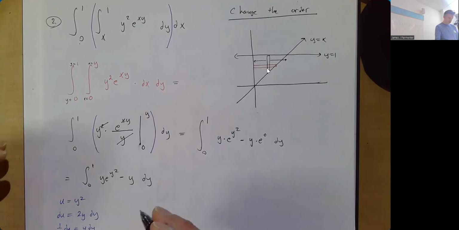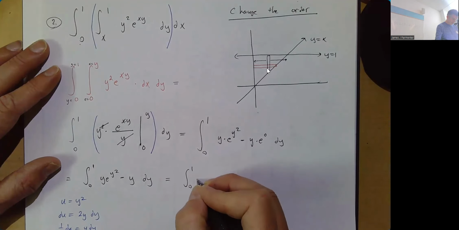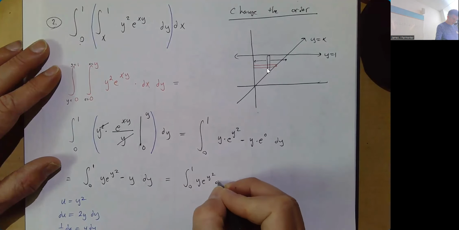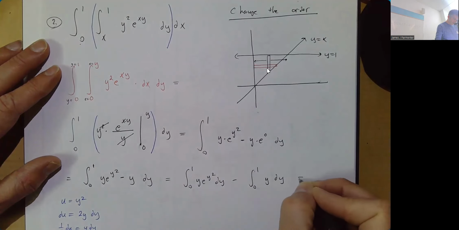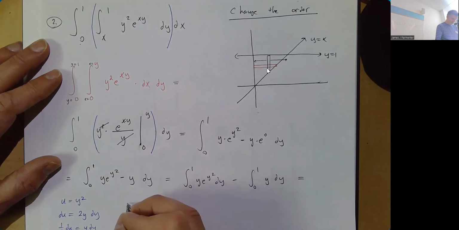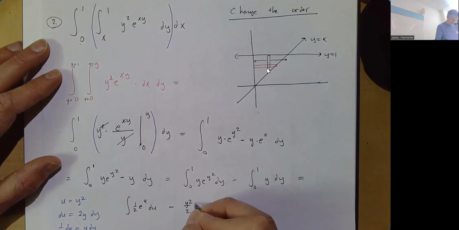So let's write this as two integrals just so we can keep stuff straight. It's the integral from 0 to 1 of y e to the y squared minus the integral from 0 to 1 of just y. This is going to become the integral of 1/2 e to the u du. This we're just going to integrate and get y squared over 2 from 0 to 1.